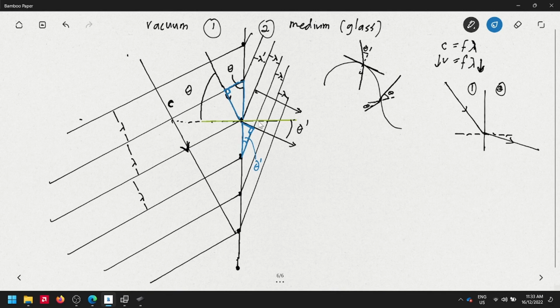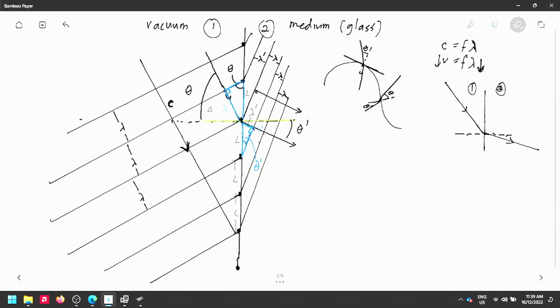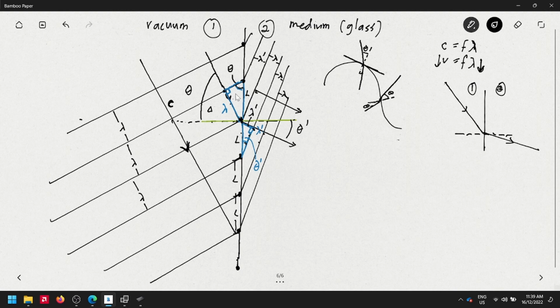If you are getting confused, you just go back, and then later I'll upload my video and you watch again and again. If you look at the triangle here, I have my first triangle and my second triangle. Sine of theta is opposite divided by hypotenuse, which equals lambda over L. The distance from here to here is L, for example. And then I have sine of theta prime, which is opposite over hypotenuse, so it's lambda prime over L.